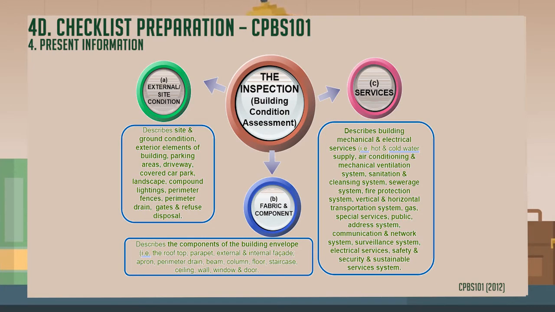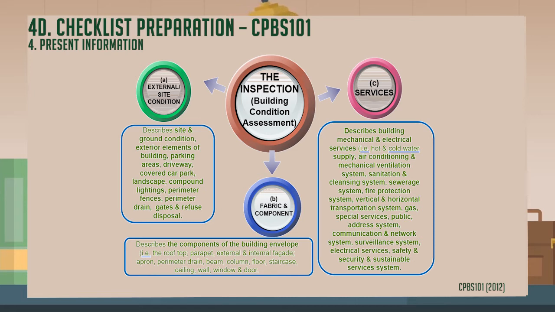Let's move to the next slide, which is checklist preparation based on the Code of Practice of Building Surveying 101. Basically, the inspection process or building condition assessment can be divided into 3 categories. First, external or site condition. Second, fabric and component. And third, services. The external and site condition describes site and ground condition, exterior elements of the building, parking areas, driveway, covered car park, landscape, and others.